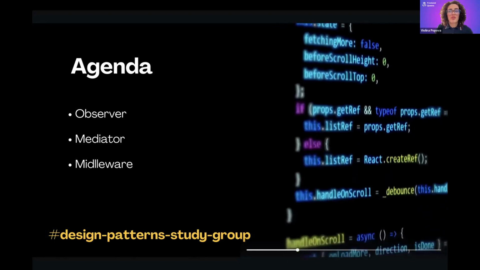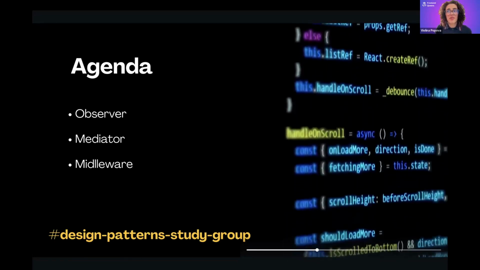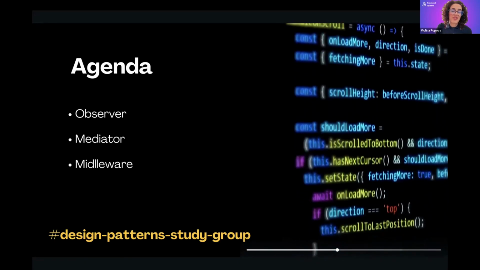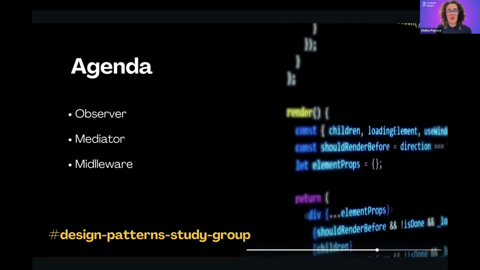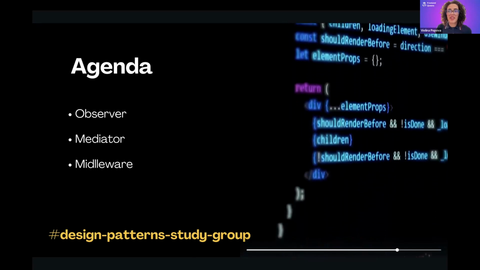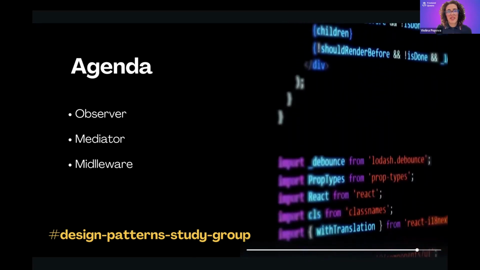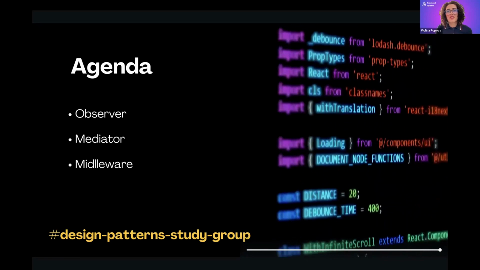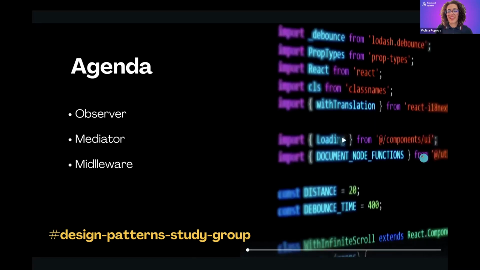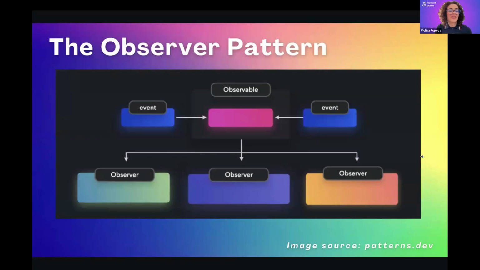We are going to explore some design patterns that help us build cleaner, more efficient, and more maintainable communication channels. We'll be looking at observer, mediator, and middleware patterns. These are game changers for keeping your component interactions orderly and scalable. Let's start with the observer pattern.